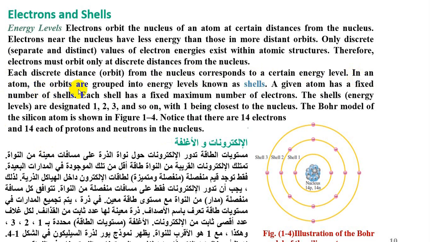In an atom, the orbits are grouped into energy levels known as shells. A given atom has a fixed number of shells. Each shell has a fixed maximum number of electrons. The shells' energy levels are distinguished 1, 2, 3, and so on, with 1 being closest to the nucleus. The Bohr model of the silicon atom is shown in Figure 1.4. Notice that there are 14 electrons, and 14 each of protons and neutrons in the nucleus.